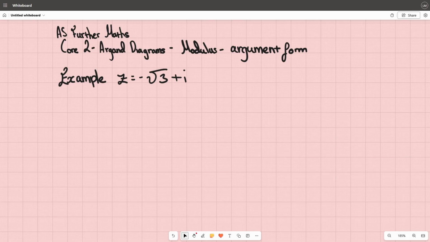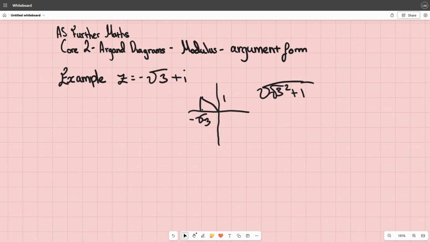So first I'm going to draw a diagram. We have minus root 3 there, then we have 1, so it's about there. I want to find the modulus first, so I'm going to do root 3 squared plus the root of 1 squared, which is equal to the root of 4, which is equal to 2. So r is equal to 2.